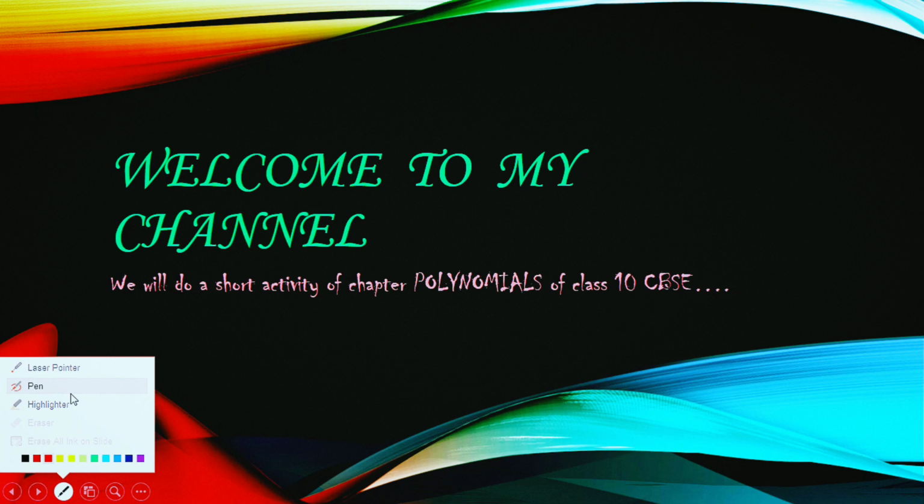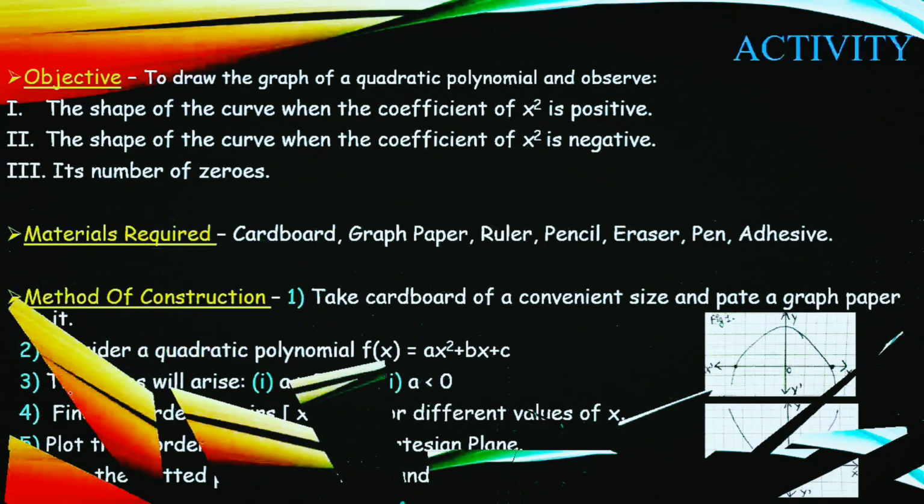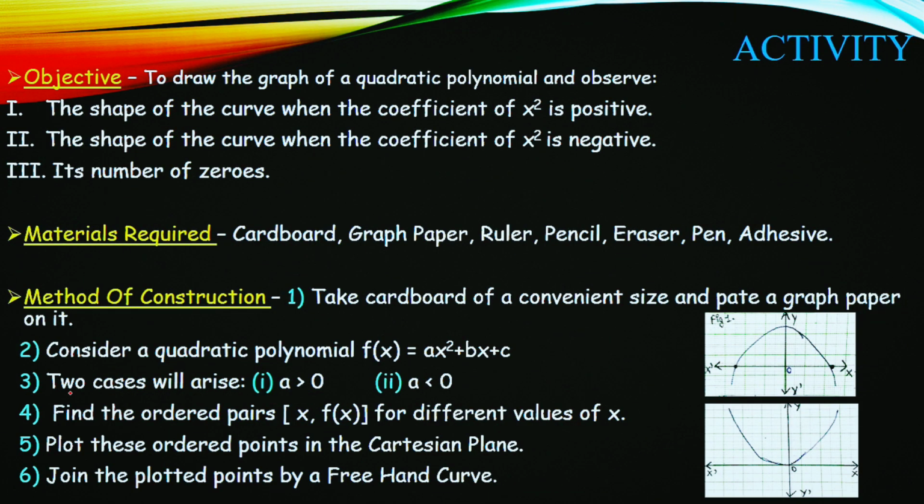I'm Hardik Srivastav and we will do a short activity of chapter polynomials of class 10 CBSE. So let's begin the activity. First, our main objective of this activity is to draw the graph of a quadratic polynomial and observe the things that we have to observe for doing this activity.